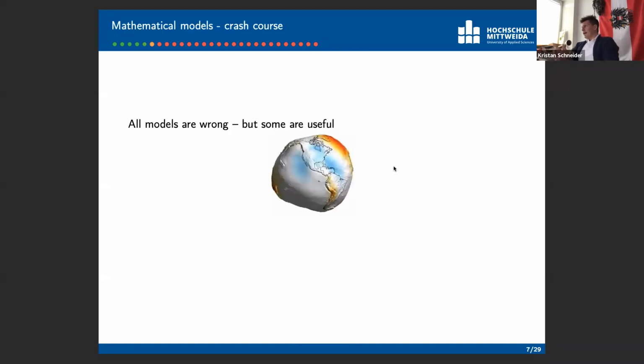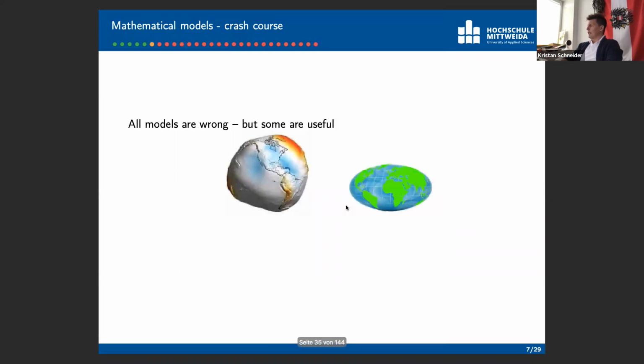Now, since I know I'm not talking to a group of mathematicians today, let's do a little crash course in modeling. So what is true is that all models are wrong, but some are useful. So you always have simplifications of reality. As an illustration, that is how our planet looks. Actually, I took a shot where you see Peru, and you see the beautiful Andes. And that is how our planet looks without the oceans.